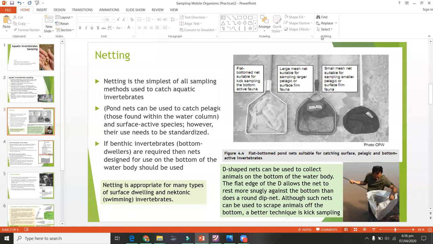Netting is the simplest sampling method which we use to collect invertebrates from streams, shallow streams, wadable streams for macroinvertebrates. We have different types of nets which are available in the market, and these nets are also available in the environmental toxicology lab of the College of Earth and Environmental Sciences. This net is used for bottom dweller macroinvertebrate sampling.